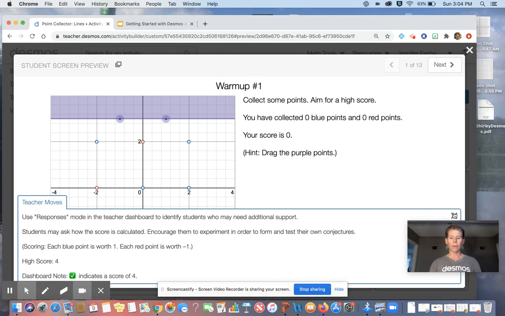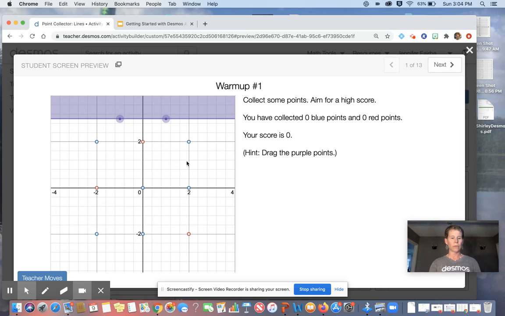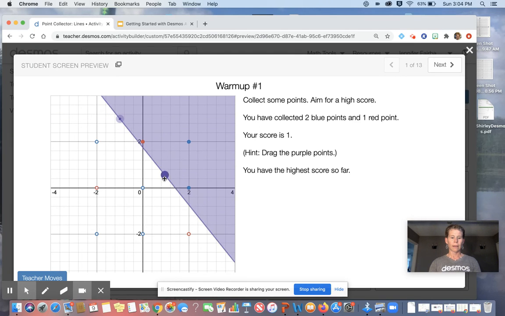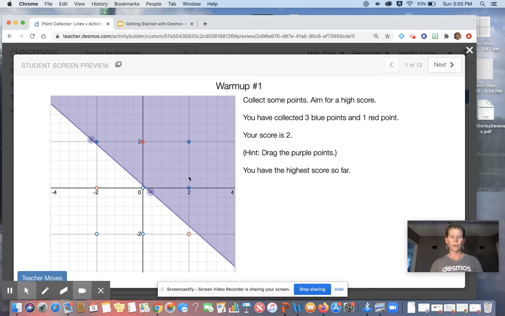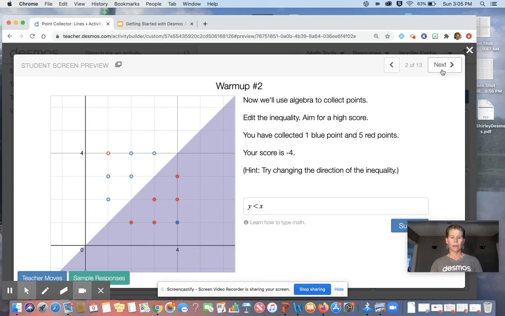It's a little gamified, and they're not quite sure of the rules. If you can't see, there's red dots and blue dots, and you have to drag. It says collect some points, aim for a high score. So if I drag this, I can see what's happening. I have 2 blue and 2 red. My score is 0. It's not very helpful. And now I have that. And so they try to figure out what's happening here. And this is practicing lines, practicing inequalities, all of that.